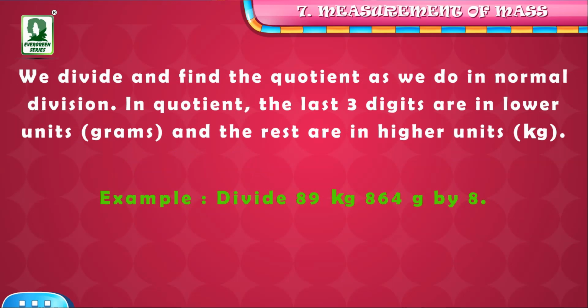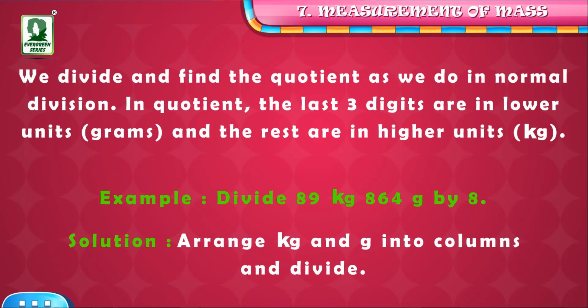Example: divide 89 kg 864 gram by 8. Solution. Arrange kg and g into columns and divide.